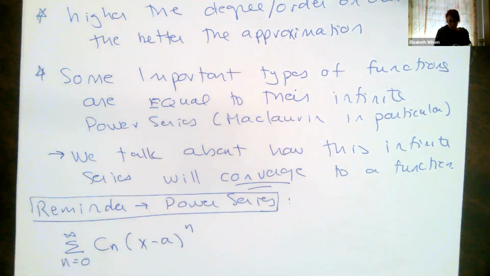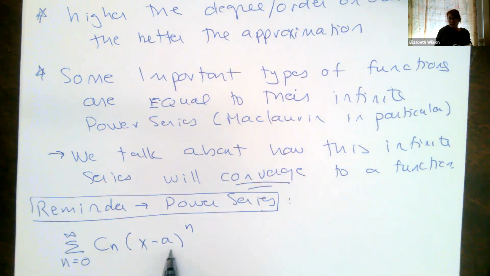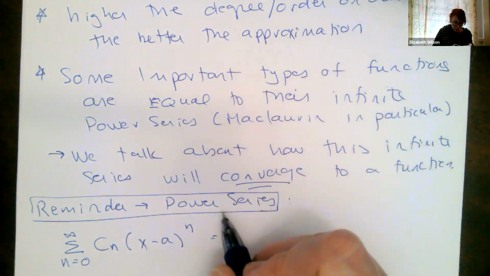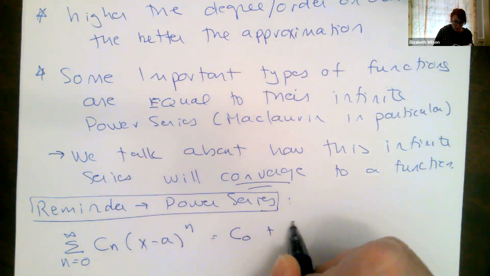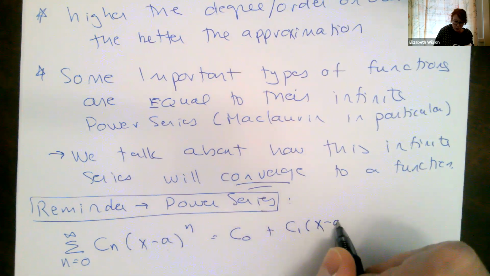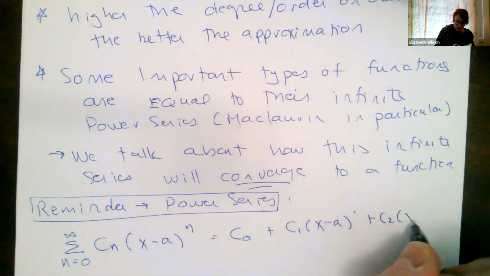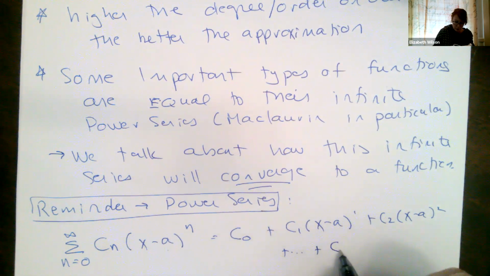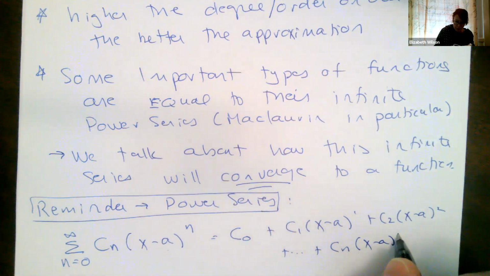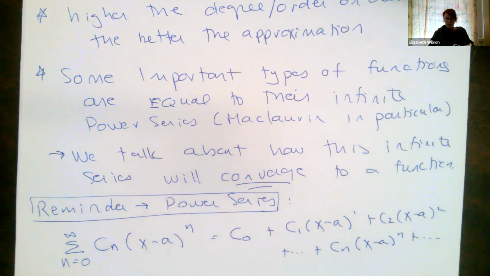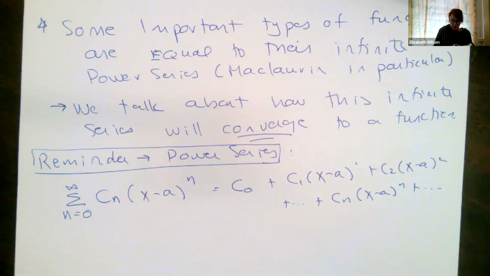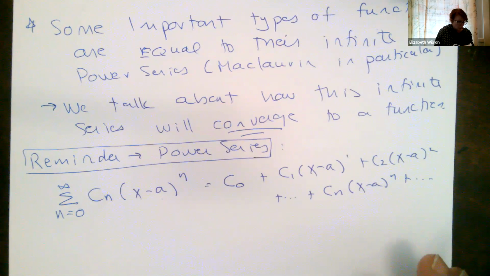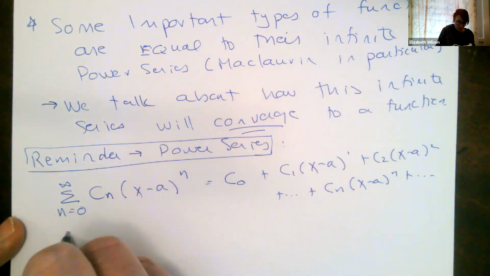Now some books will write this as an a and this as a c for where it's centered. I'm trying to keep it consistent with what we've done before. So c sub 0 plus c1 times x minus a to the first power, plus c2 times x minus a squared, and so forth, up to c sub n times x minus a to the nth power, plus dot dot dot. It goes on forever, right? Even past infinity. So n goes to whatever some number, and then it just keeps on going until we run out of time, right?